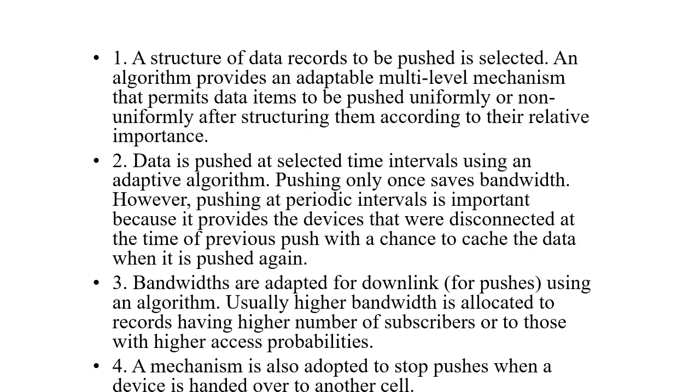The diagram is once again explained in the form of text. I think you can easily understand the structure from the diagram. The structure of the data records to be pushed is selected by using an algorithm. Now the data is pushed at selected time intervals using an adaptive algorithm, and within a certain bandwidth adapted for uplink and downlink. Using that algorithm, it is pushed onto the subscriber's mobile device.